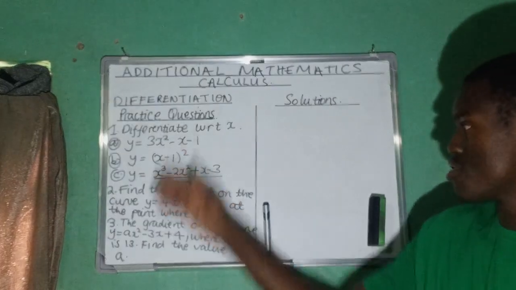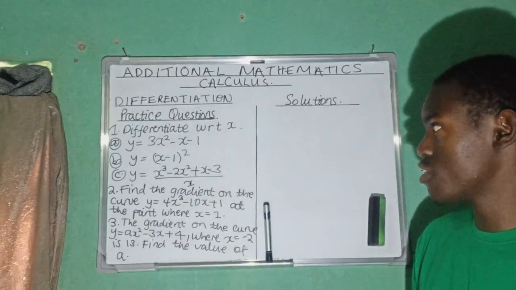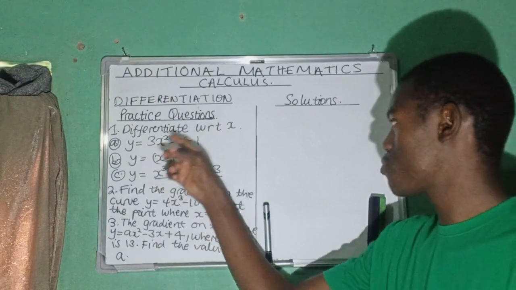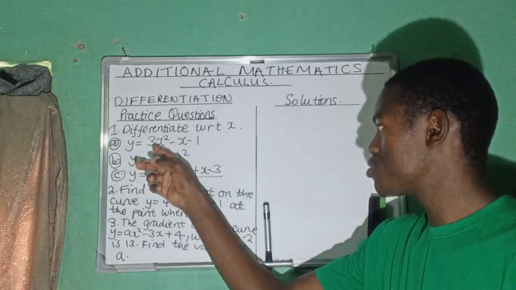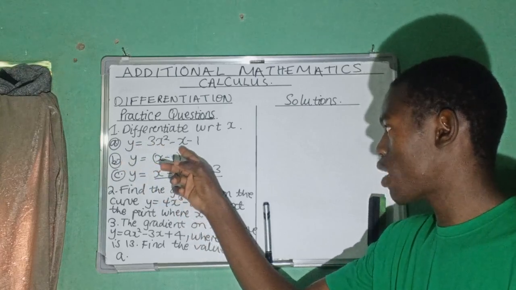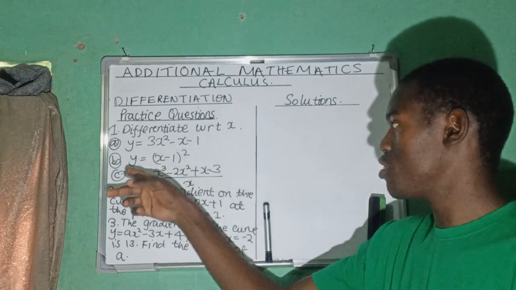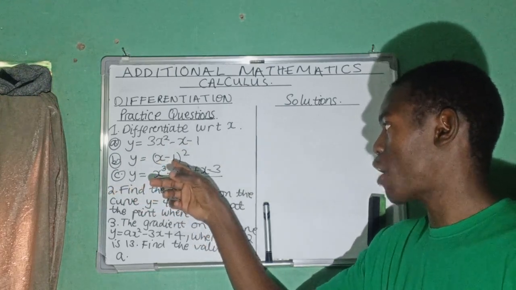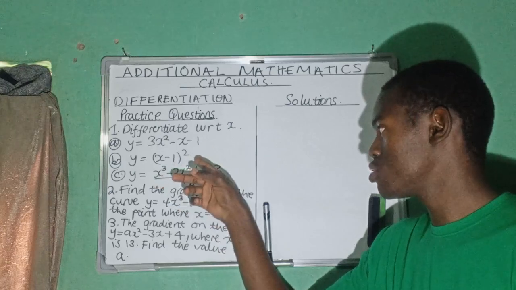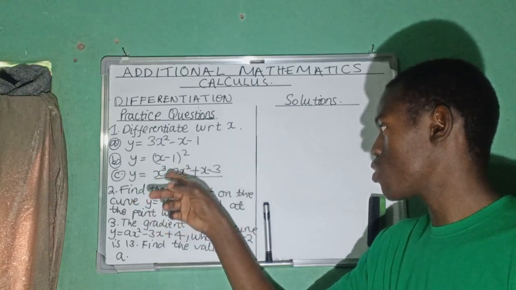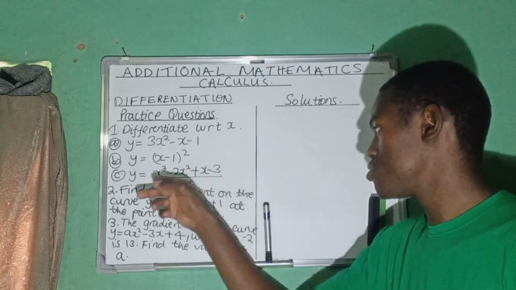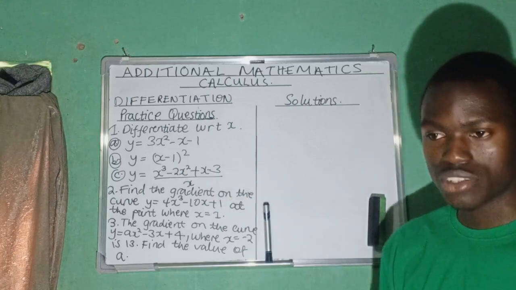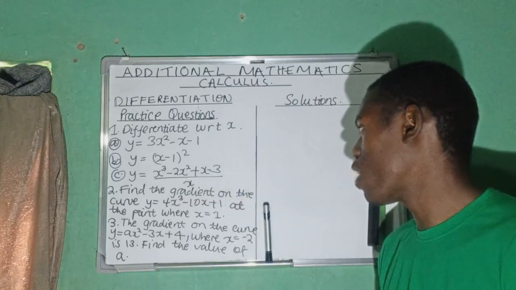So we have these three questions, and the first question reads: differentiate with respect to x. (a) y is equal to 3x squared minus x minus 1, (b) y is equal to (x minus 1) raised to the power 2, (c) y is equal to x cubed minus 2x squared plus x minus 3, divided by x. So we are solving question number 1.